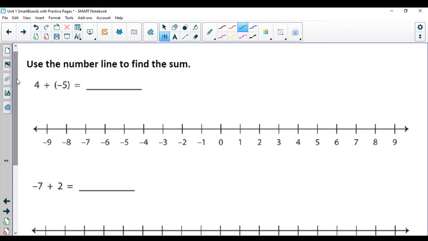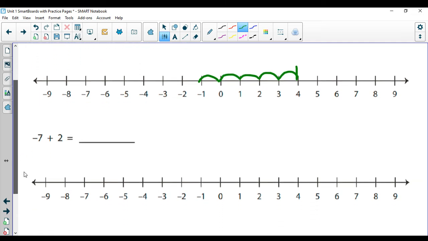We're going to try a couple in your notes right now. Use the number line to find the sum. So we're going to start at number 4, and we're going to move 5 units, and the plus sign is "and", 5 units to the left. So we're going to go ahead and draw little loops here. 1, 2, 3, 4, 5. And yes, I do want you to actually draw those loops to show that you're actually moving those different units here. That's how you can show me that process.